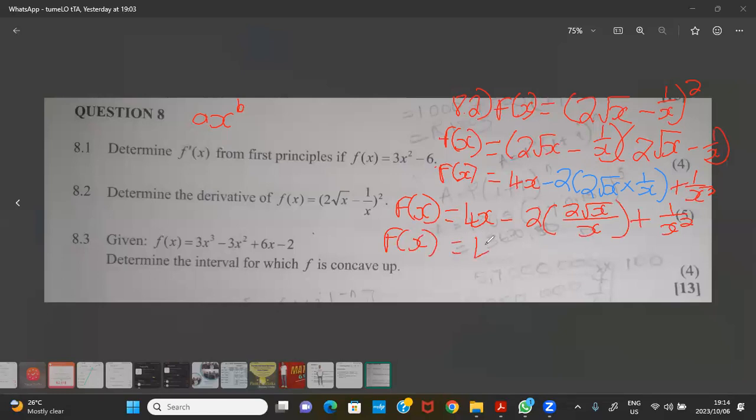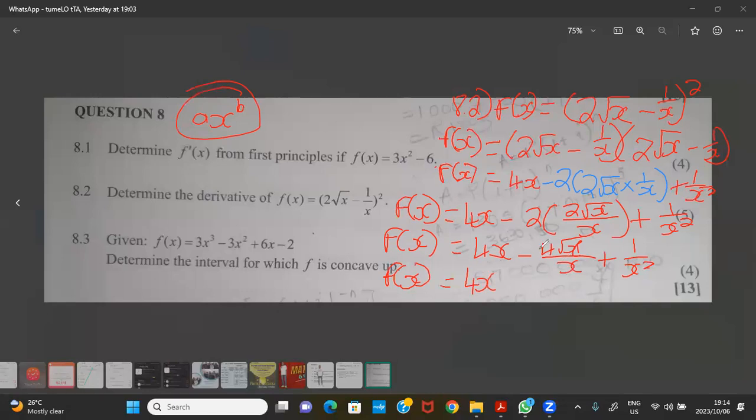I'm going slow so you guys can see. Then when I multiply again, it will be minus 2 times 2, which is 4 root x over x plus 1 over x squared. Then I'm going again. We must take it here, right? So the 4x is okay. So let's see now. My first part will be to do what now?